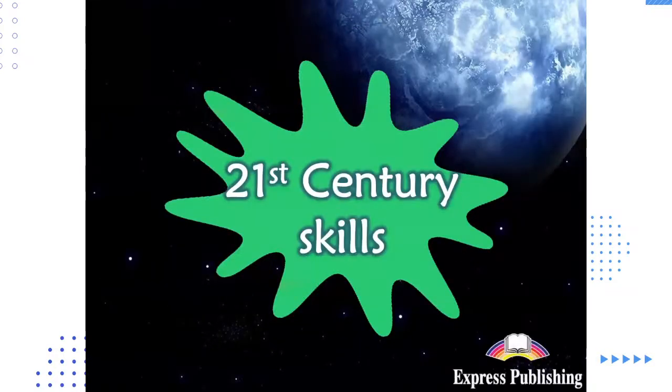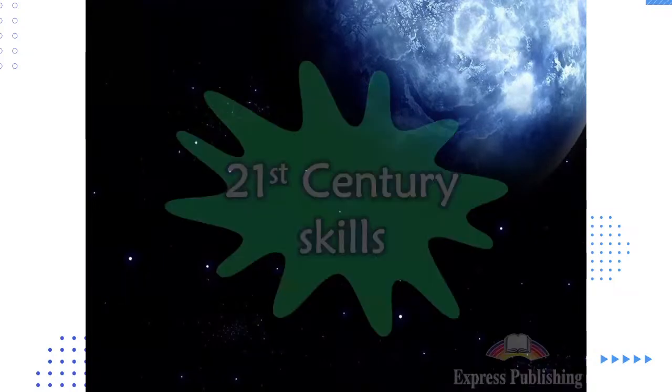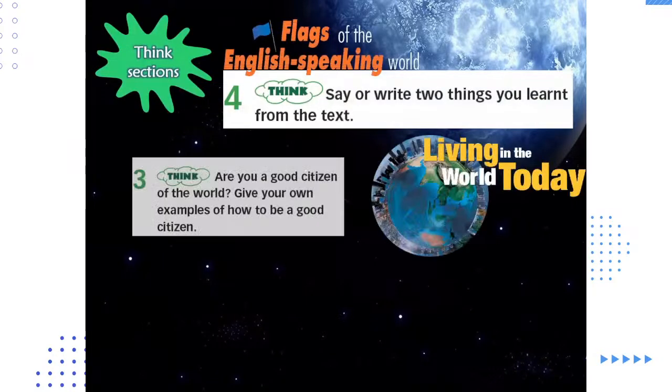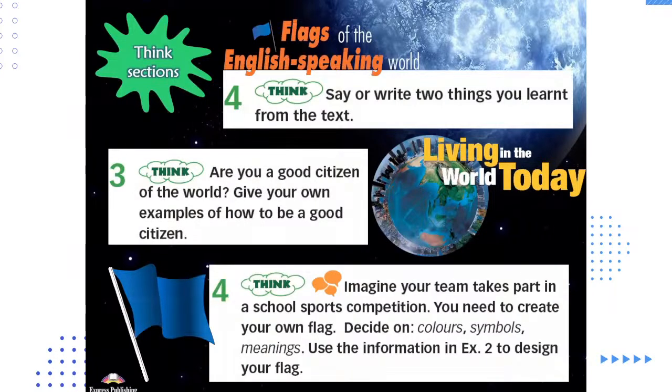And of course, the 21st century skills, I've mentioned them numerous times today, but this is something that is vitally important in both Upstream and New Enterprise. When we see here the think sections that you can find throughout the course, these sections give students the chance to think more deeply about what they've been learning about, and to reflect on texts. For example, in the first exercise, say or write 2 things you learned from the text.